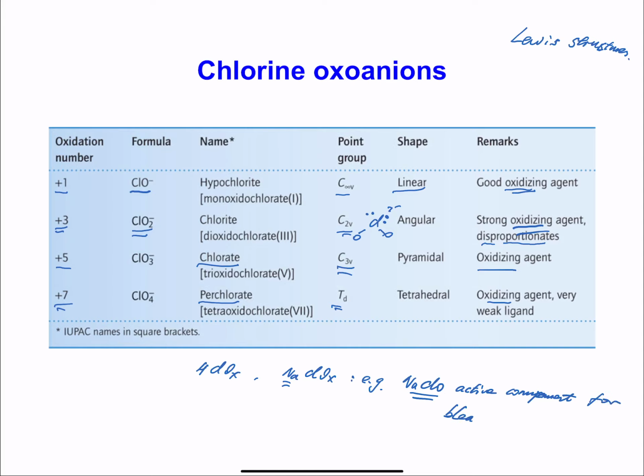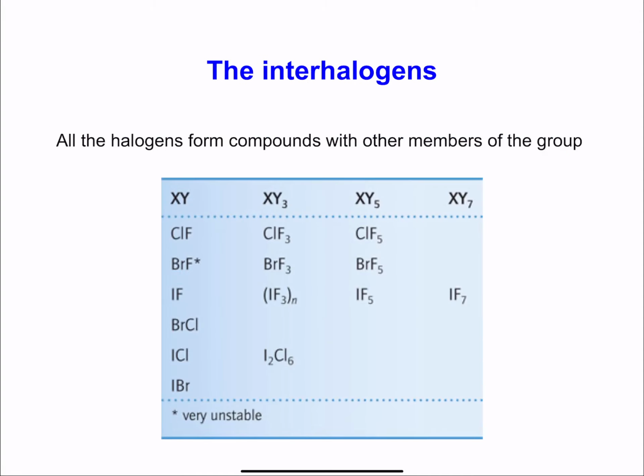For example, sodium hypochlorite is the active bleaching component of bleaching solution, because it has enough oxidizing capability to kill bacteria and viruses. We can use it to clean the house.